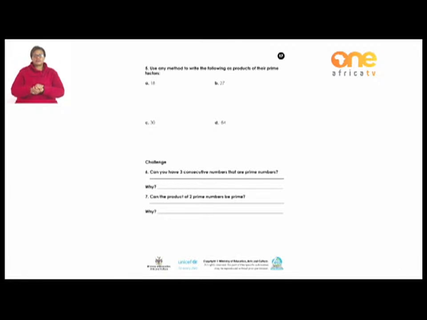It's also a challenge here, which is number 6, for you to try. Can you have 3 consecutive numbers that are prime numbers? Just a question, yes or no. And there is also space for reasoning why. And then number 7, can a product of 2 prime numbers be prime? You can say yes or no and also give the reason why.